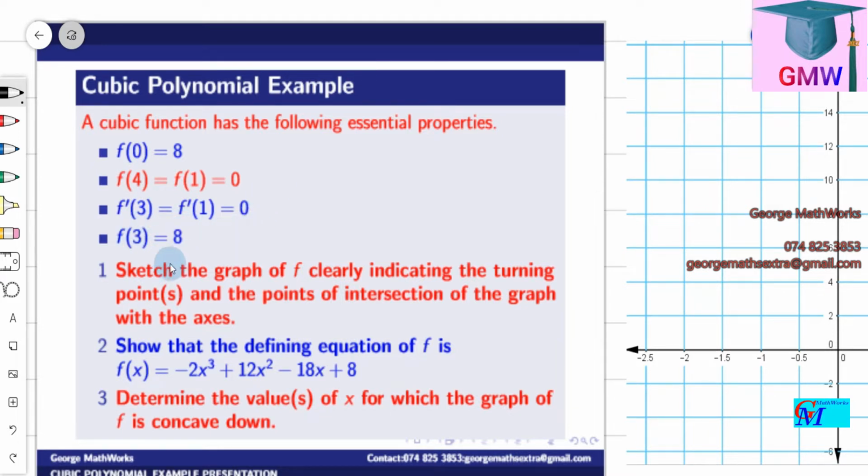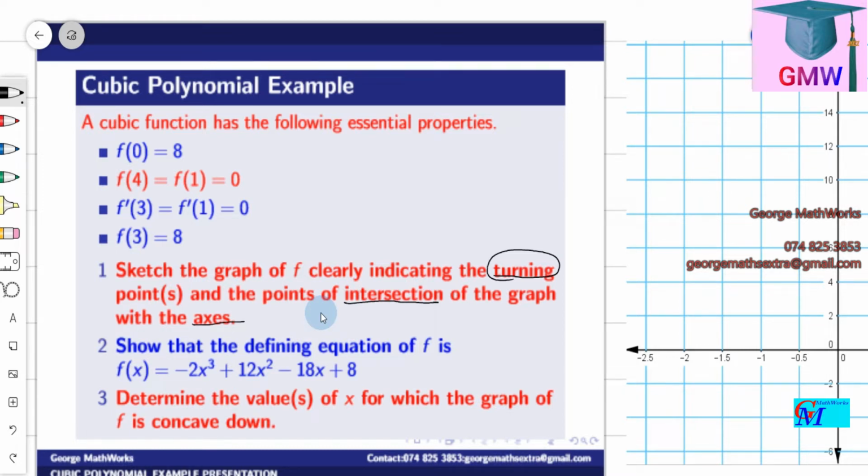Now, before we cover most of the questions, let me read the first one. Sketch the graph of f, clearly indicating the turning points and the points of intersection of the graph with the axes. We have important words here: clearly indicating turning points. We should know how to find turning points, and clearly indicating also the intersections with the x-axis. We need to know what all of this really means.